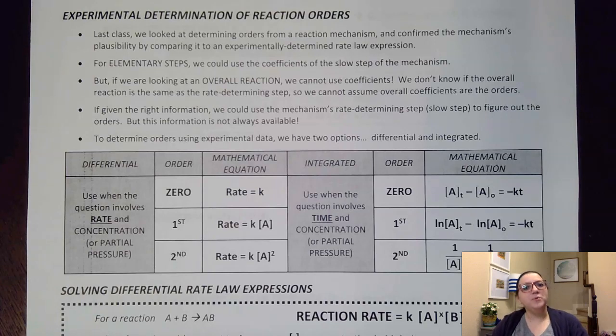for a rate law expression. Up until this point, we have been using mechanisms to determine what our orders would be for a rate law expression. We could look at the slow step, and by using the coefficients, we could assume that those would be the orders in the overall reaction.